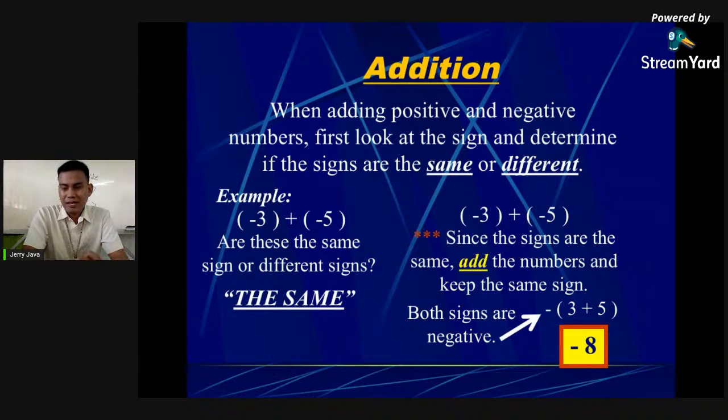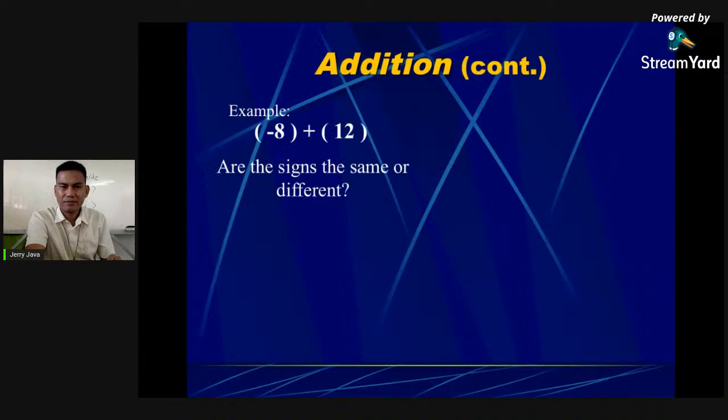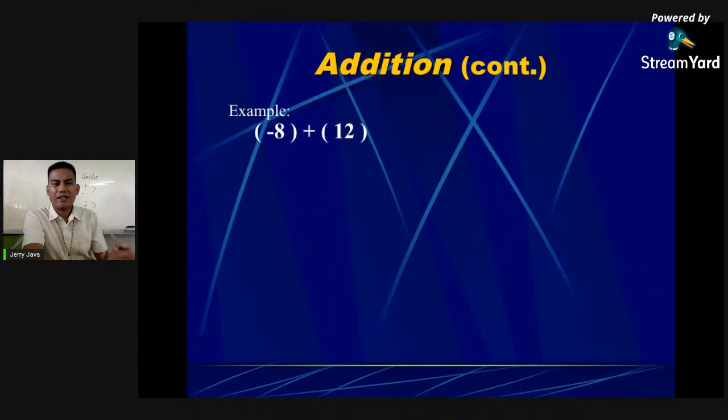Gets po? Yan na kapag same signs. Just add them like normal numbers, then copy the sign. Okay? Next. What if this one? Negative 8 plus 12.